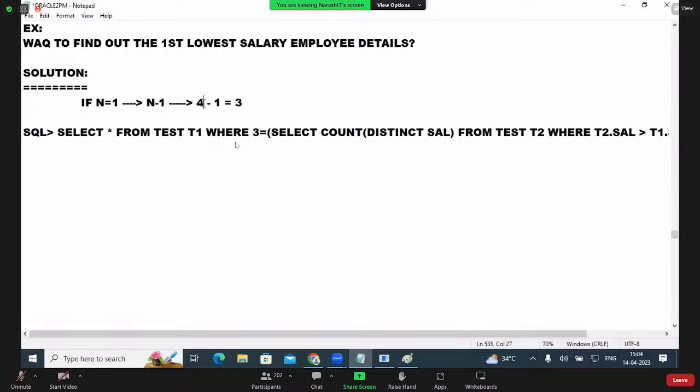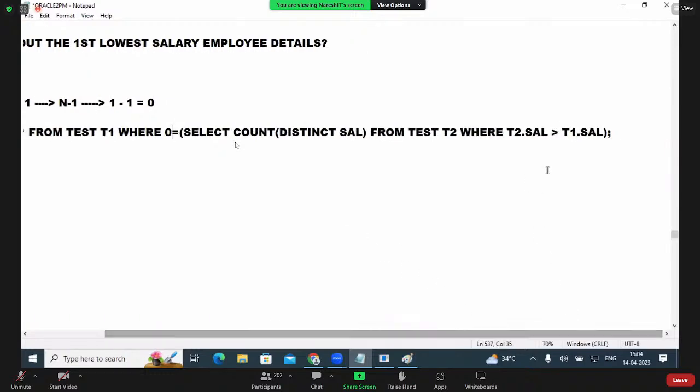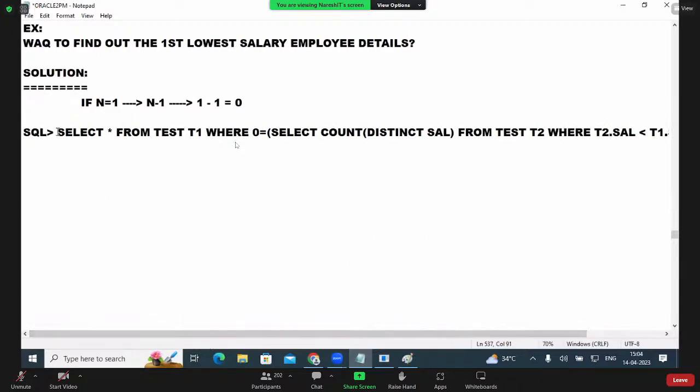1 minus 1, n minus 1 value, how much? 0. N minus 1 value 0. But where do I want to change? The inner query condition. In the inner query condition, what did I take actually? Greater than. In place of greater than, what do I want to put? Less than. That's it. Then you can find out your lowest salaries also.